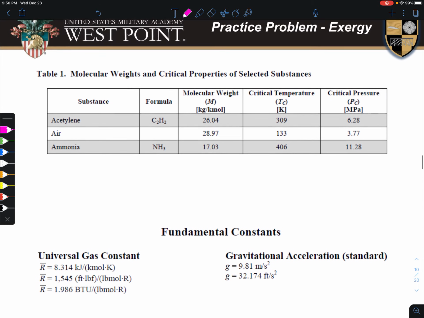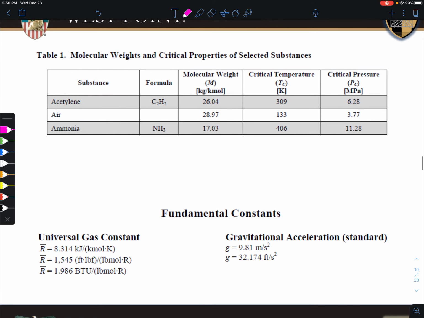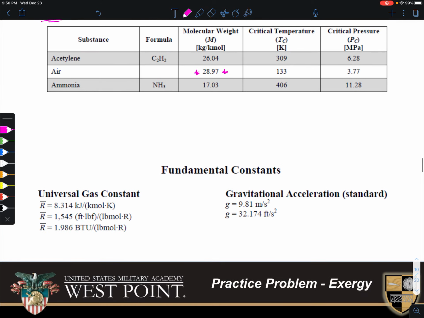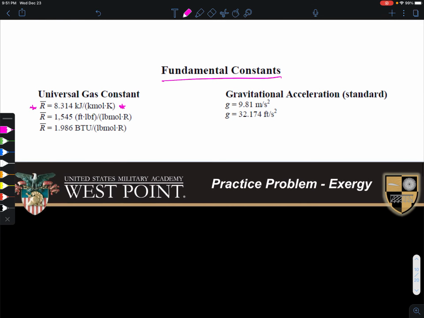Okay, a couple other things that we need to call out that you're going to need, and I want to highlight them now so we don't have to touch upon them later. One of the things is going to table 1 in your reference manual. We're going to need the molecular weight for air, 28.97 kilograms per kilomole. And then on the very back of the reference manual, if you scroll all the way down to the bottom, there's this fundamental constants statement, and we're going to need this. We're going to need our universal gas constant, 8.314 kilojoules per kilomole Kelvin. Another critical term when we're dealing with ideal gases.